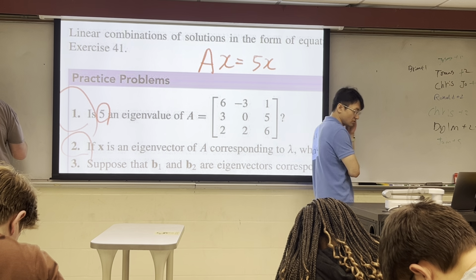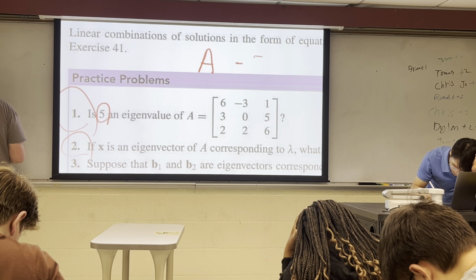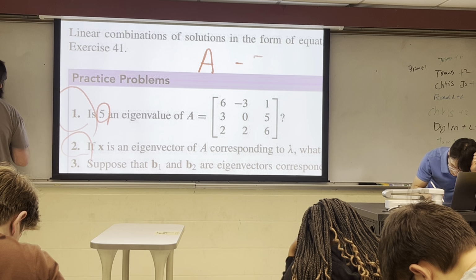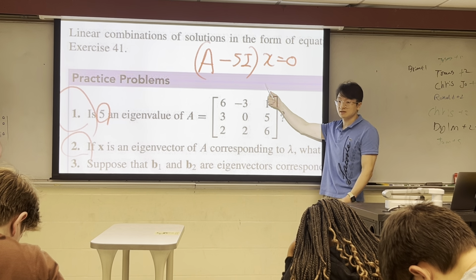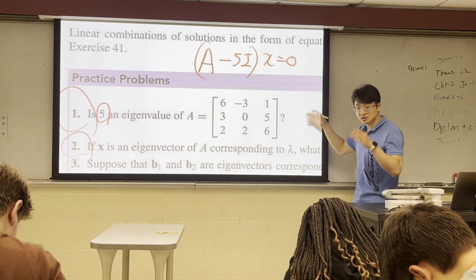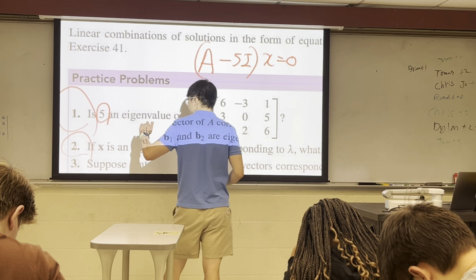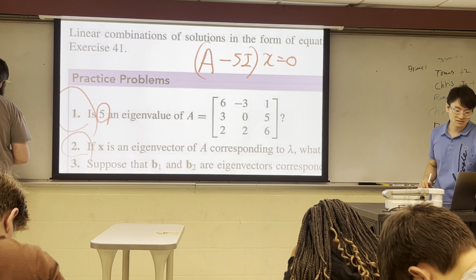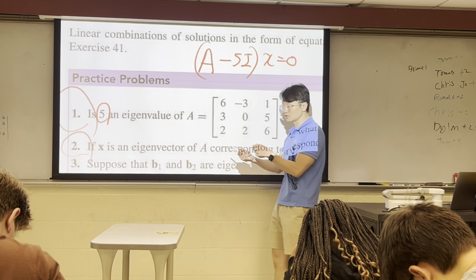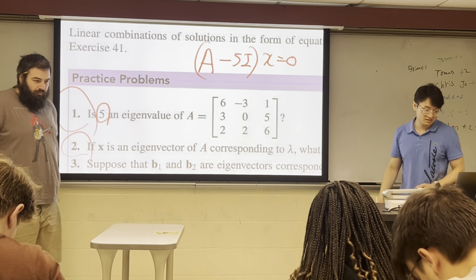Okay, what he is essentially doing is the same thing. You subtract 5 from A, so A minus 5I, and then you find the null space. And how do you find the null space? Augmenting the matrix. Since I have 3 pivots and they're all linearly independent, that means 5 can't be an eigenvalue, because the only solution you got is the trivial solution. Therefore, this is not an eigenvalue.